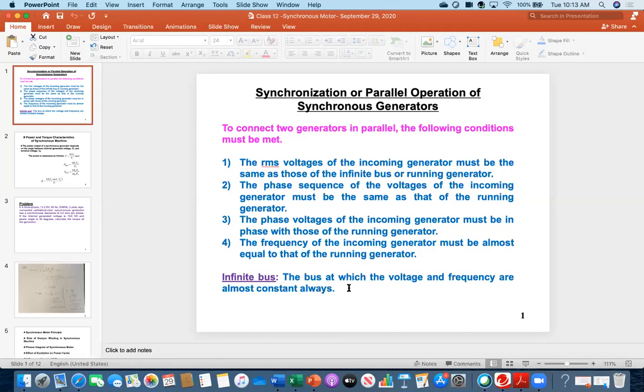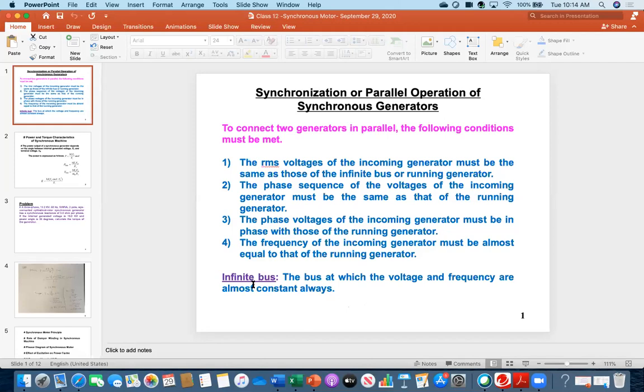So that's why the bus at which the voltage and frequency are almost constant always. Meaning that in the power network, there will be a common point or a particular conductor which is called the bus where the voltage and frequency will remain always constant, of course within a certain limit. Let's say if the power flow is up to 1000 megawatt, then the voltage and frequency will not change there. Typically if you connect more and more load, the voltage should go down. The frequency might also be changed.